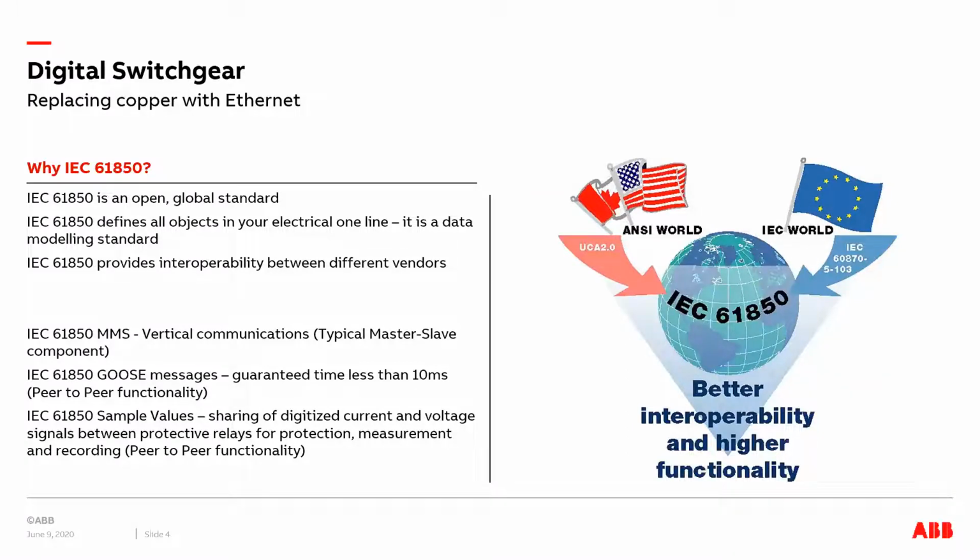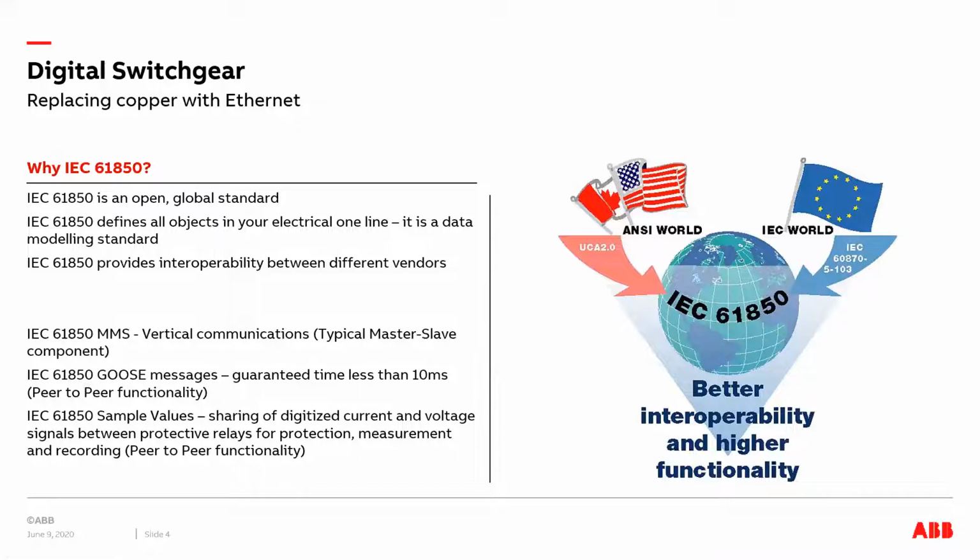open global standard for power system application. The name says IEC, but if you look at the genesis of the standard, it comes from both worlds, ANSI and IEC, together. The ANSI world had a UCA standard, and IEC had a similar standard, and at some point both standard groups started working together and formulated the standard called IEC 61850.